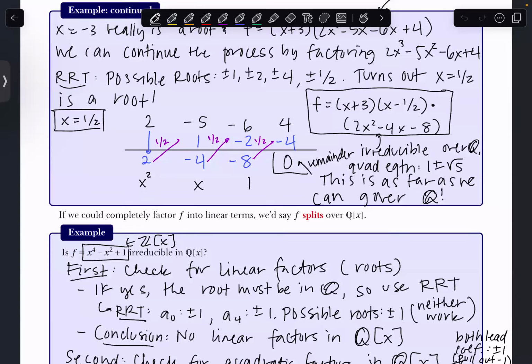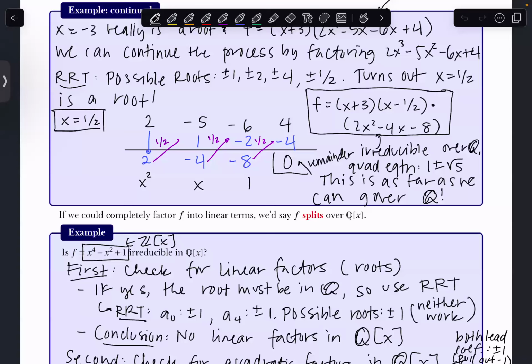As a reminder, the polynomial we're working with is 2x cubed minus 5x squared minus 6x plus 4. You want to put placeholders anytime you don't have an x or a coefficient showing up. It will make a big difference if you don't do that. Here we found x equal to 1/2 was a root. So I don't think x minus 1/2 is the factor. I think x equal to 1/2 is the root.